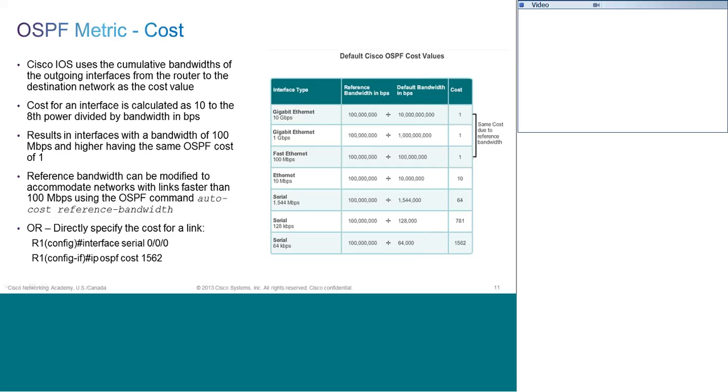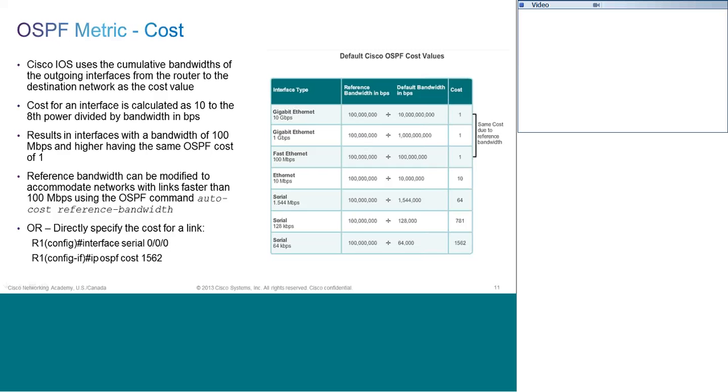The default reference bandwidth, if you look over here in the table, is 10 to the 8th, which you'll see right here. Therefore, the formula is cost equals 10 to the 8th divided by the interface bandwidth in bits per second. If you refer to this table, you can see a breakdown of the cost calculation.